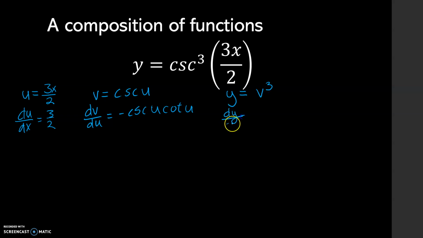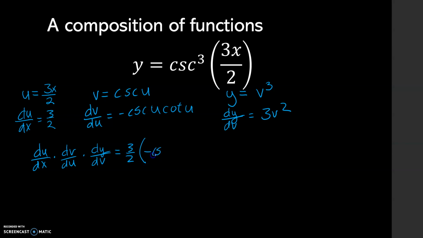And dy dv is equal to 3v squared. So we're going to write du dx multiplied by dv du multiplied by dy dv on the left side, and then we'll make those matching things on the right-hand side of the equal sign. Du over dx is 3 halves, multiplied by dv over du, which is negative cosecant u cotangent u, multiplied by dy dv, which is 3v squared.